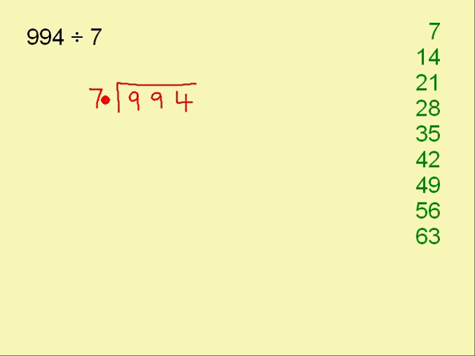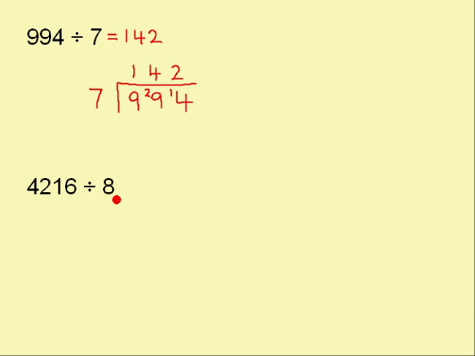Now I say, does 7 go into 9? Yes, it does. It goes in once, with a remainder of 2. Does 7 go into 29? Looking here, I can see that 4 7s are 28, so it goes in 4 times with a remainder of 1. Does 7 go into 14? Yes, it does. It goes exactly twice. So the answer to this question is 142.